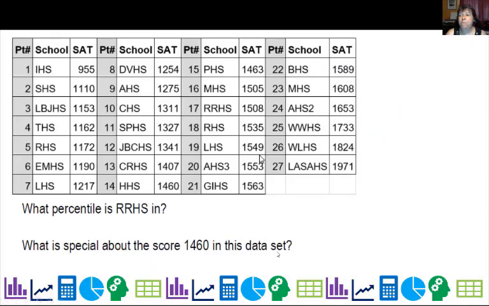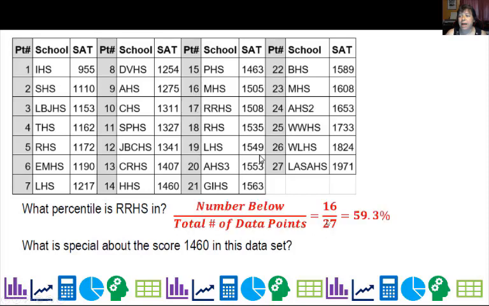Okay, now what percentile is Round Rock High School in? Well, on this list, they are ranked 17th. There are 16 schools below them out of 27, so they're in the 59.3 percentile on the data.